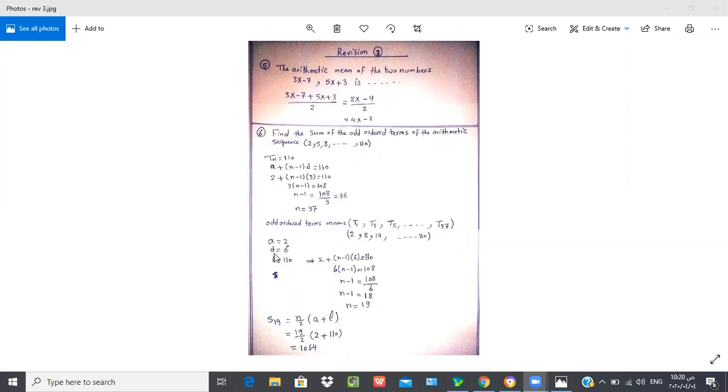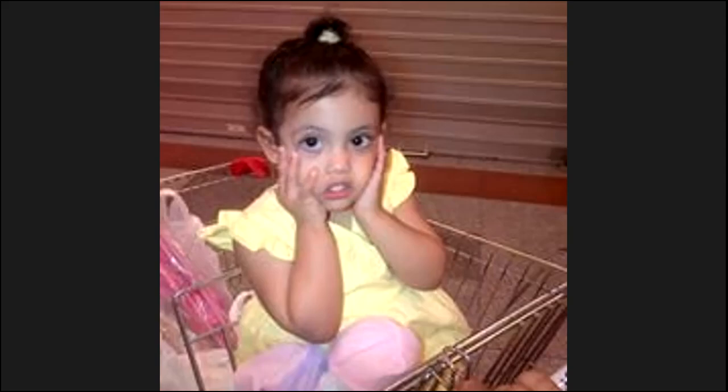Okay? Here the difference is 3. Skipping a term, it's supposed the difference will be 6. Okay. Any other question? No. Okay, guys.